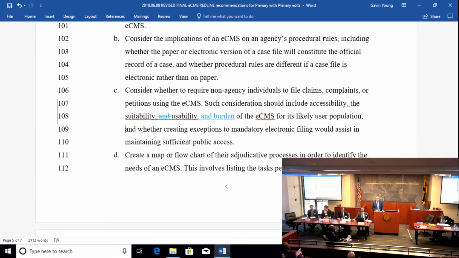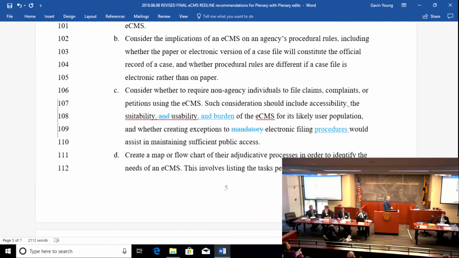Yes, Alice. Someone suggested this before, but I'm having trouble with the very last phrase saying "exceptions to mandatory electronic filing." That's redundant, and I would take out "mandatory" and possibly say "exceptions to electronic filing procedures" or something like that, because it's obviously not mandatory if we're having exceptions to it. Thoughts on that one? Over here.